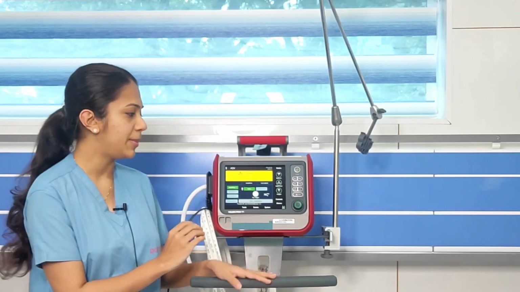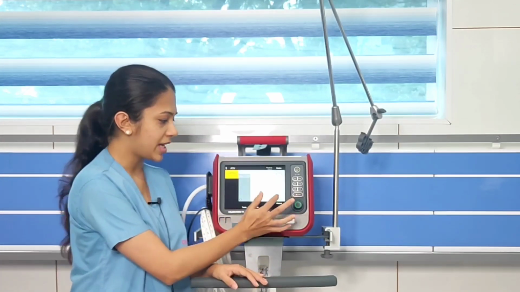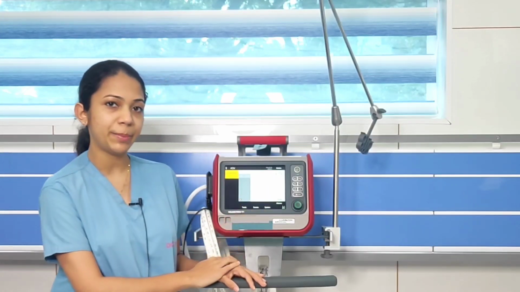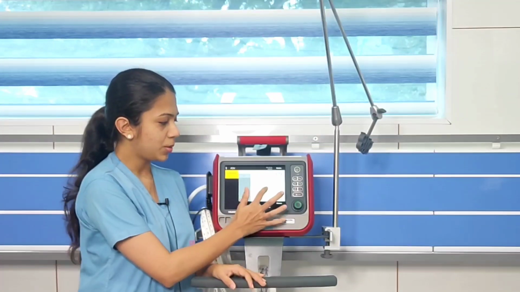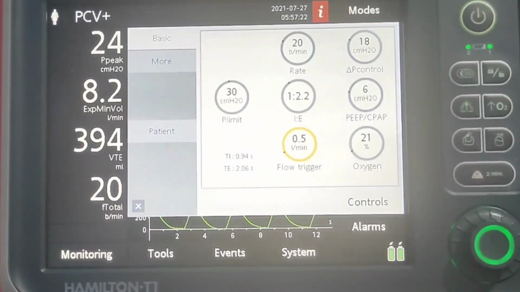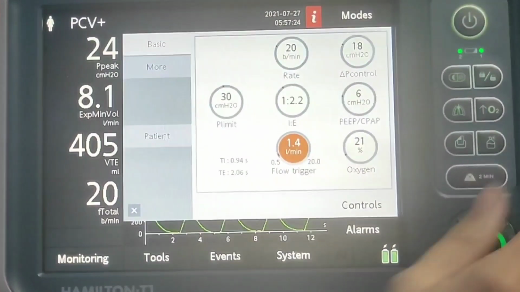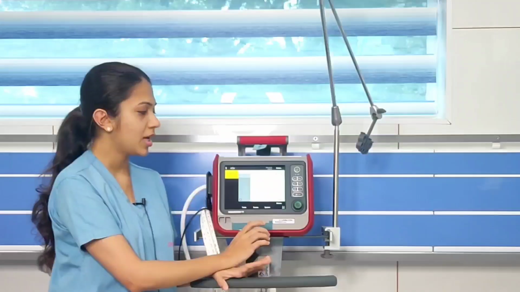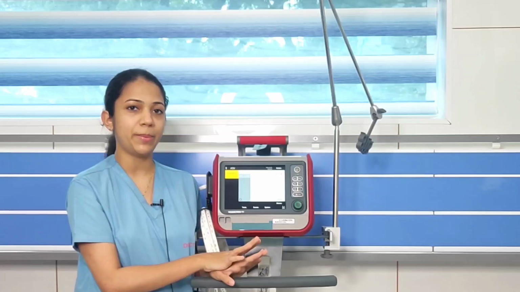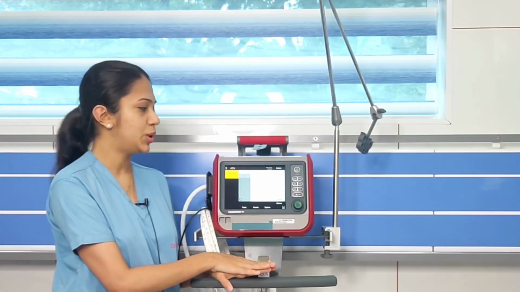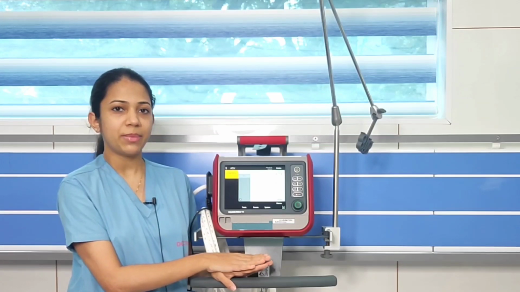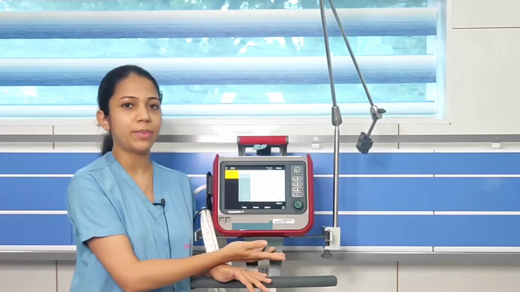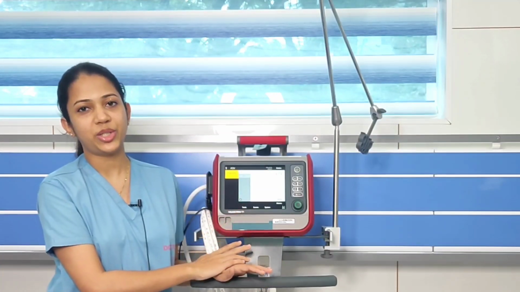We have a Hamilton ventilator here. In the controls we have flow trigger. We can set flow trigger from 0.5 liter per minute to 20 liter per minute. I have kept the flow trigger at the minimum, 0.5 liter per minute, and we can increase up to 20 liter per minute. Usually after intubating a patient, we keep the flow trigger at 5 liter per minute. That means there should be a difference in flow of 5 liter per minute from what is given by the ventilator, so that the ventilator will sense the patient's trigger.